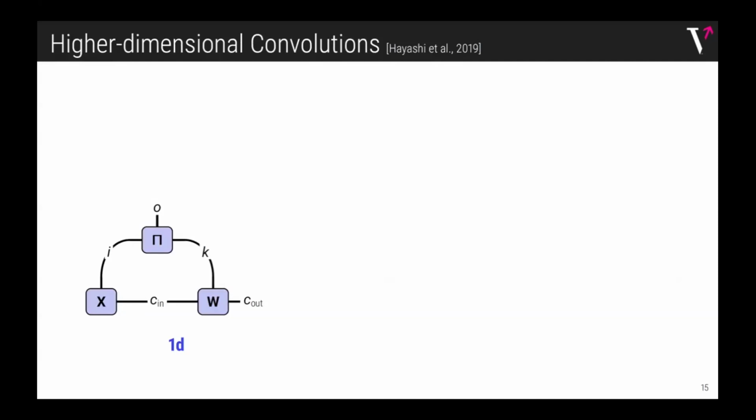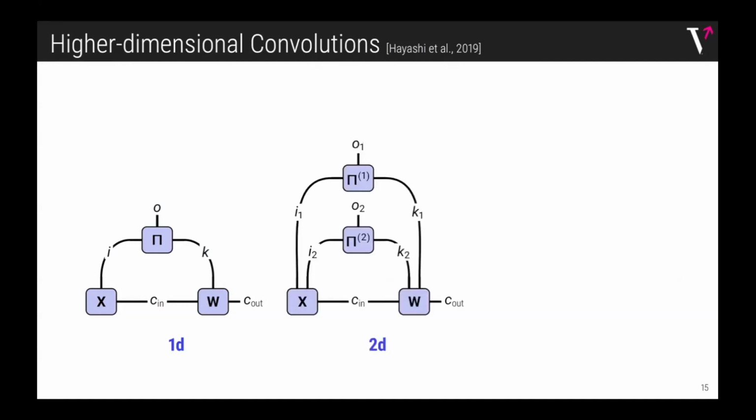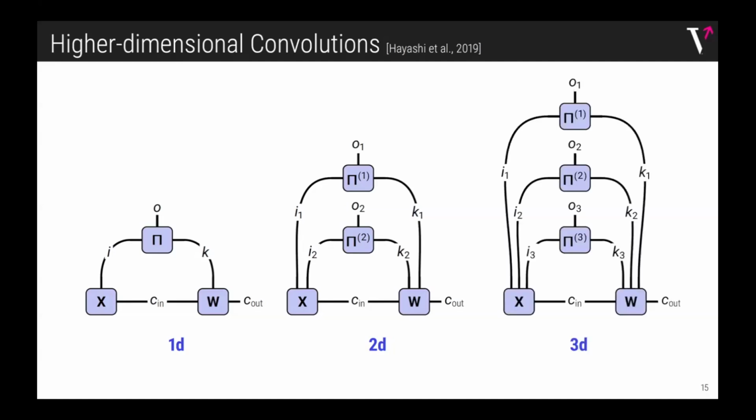What if we want to go to 2 dimensions? Well, the way the kernel slides over dimensions is independent along each dimension, right? So all we have to do if we go to 2 dimensions is introduce a new pattern tensor for the new dimension and add the contractions with the input dimensions and kernel dimensions. And for 3D, we do the same. We add a new index pattern tensor for the 3rd dimension, and so on. We can repeat this to arbitrary dimensions.